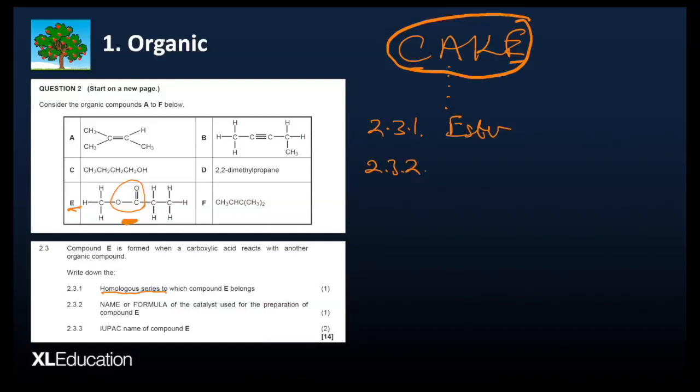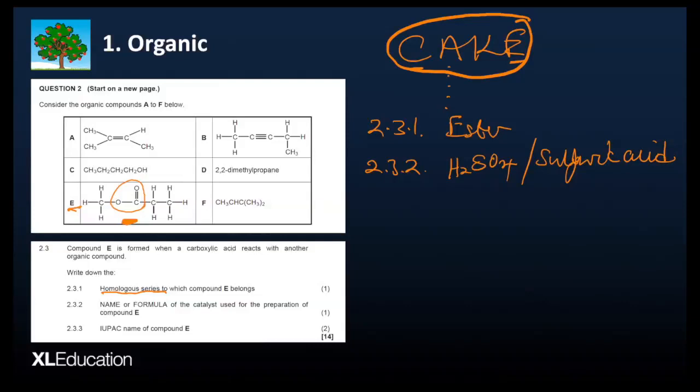2.3.2, name or formula of the catalyst used in the preparation of compound E, which is this one. We all know that the esterification reaction requires sulfuric acid, or you can write it in full, since it is saying that is sulfuric acid. You can write the name or you can write the formula. Both of them are acceptable, right?